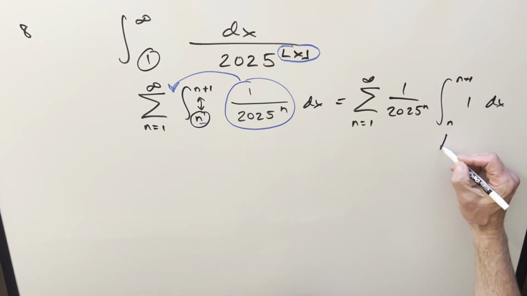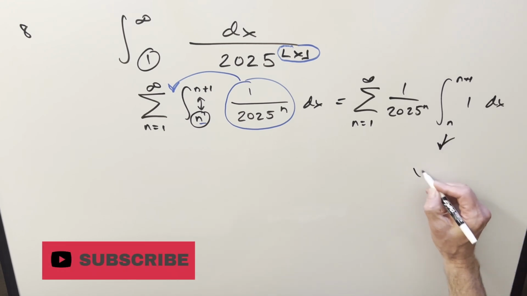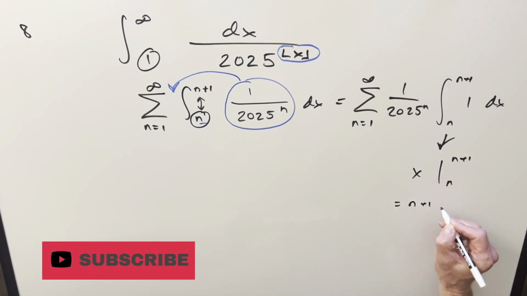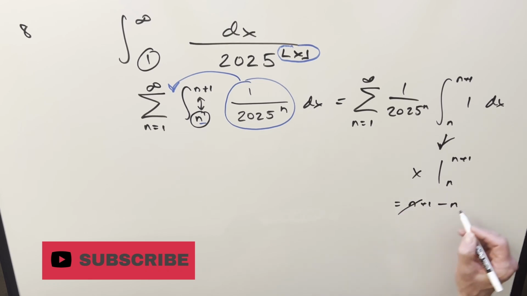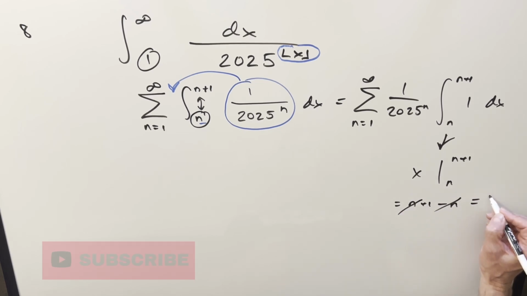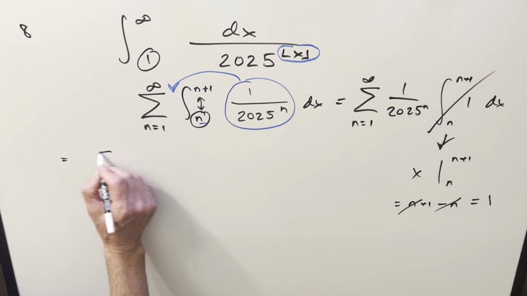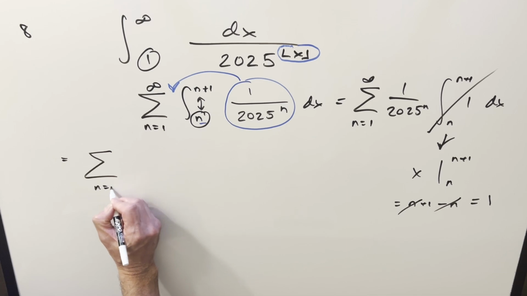Integrating 1 is just going to be x evaluated from n to n plus 1. When you do that, it just evaluates like this. The n's cancel, and this thing's just a 1. That's going to let us cancel off this integral as 1. I'll just rewrite this sum to clean it up and make it clear.